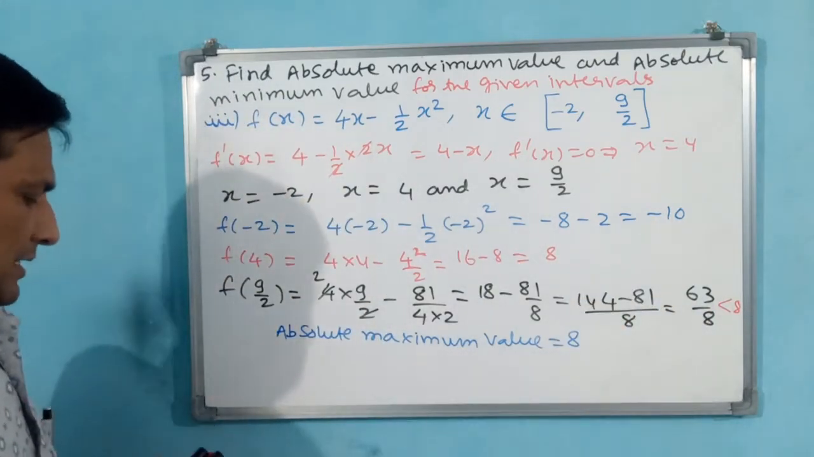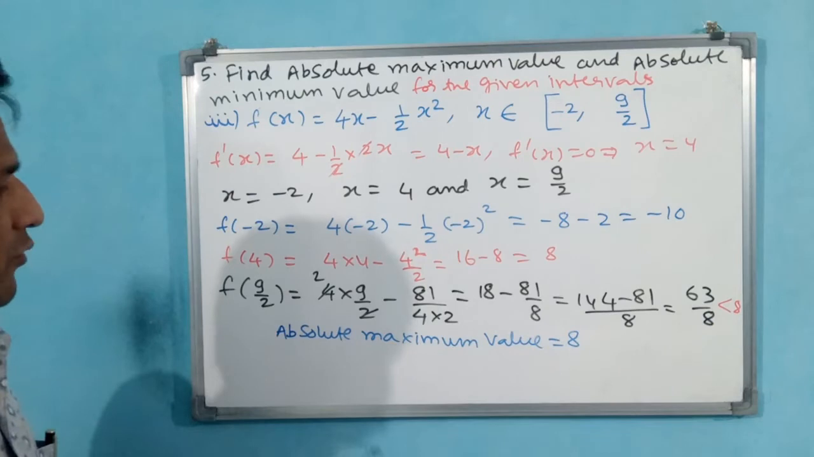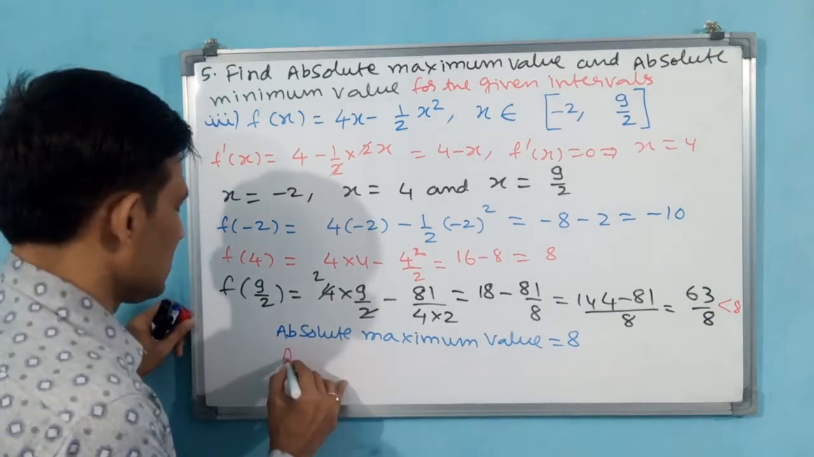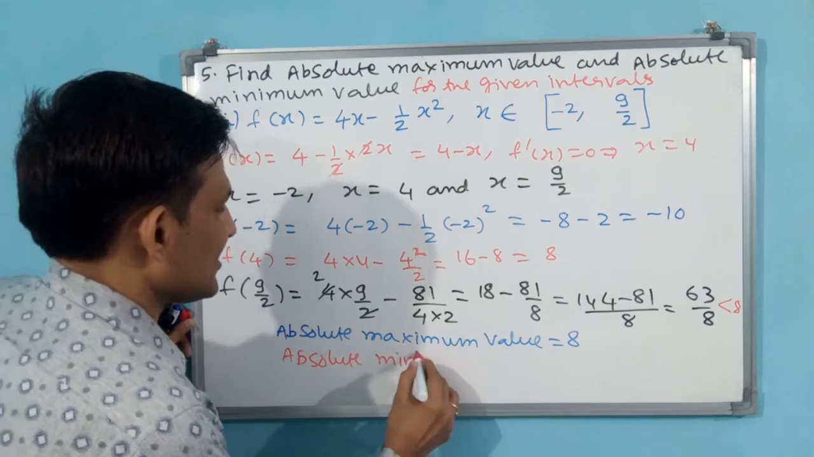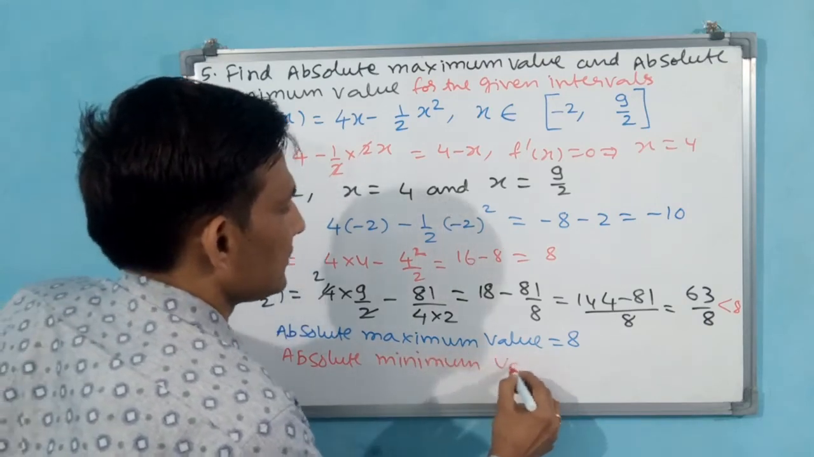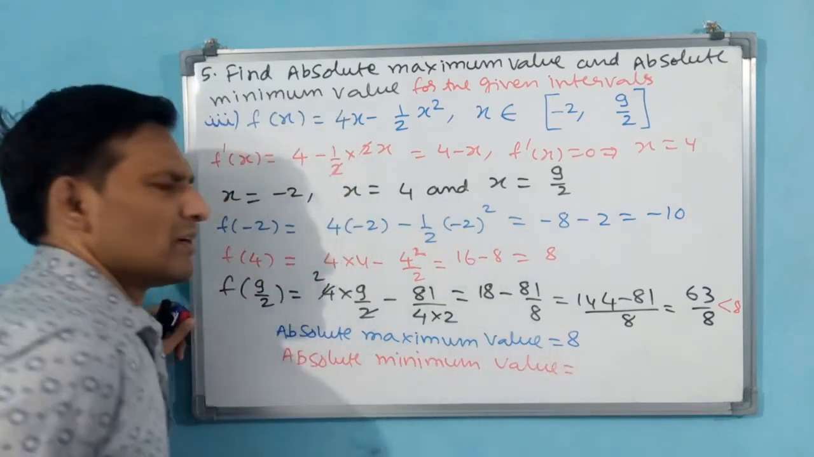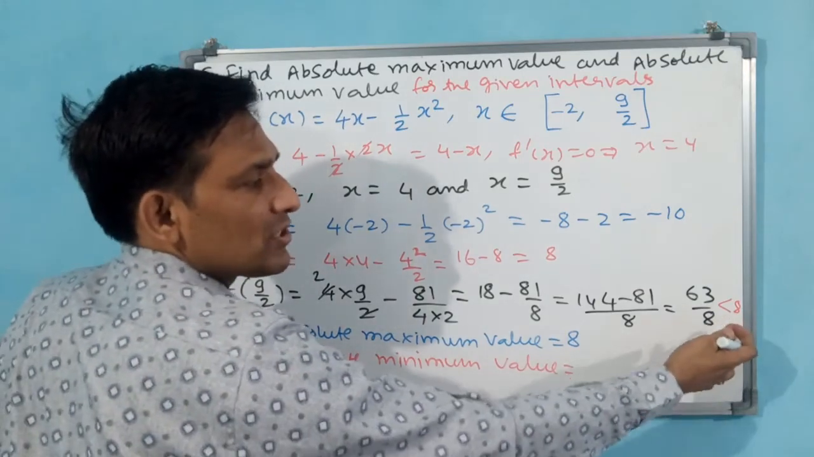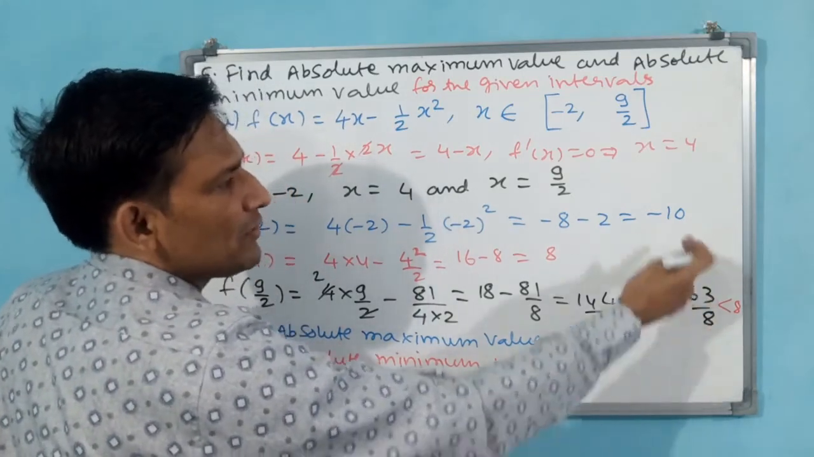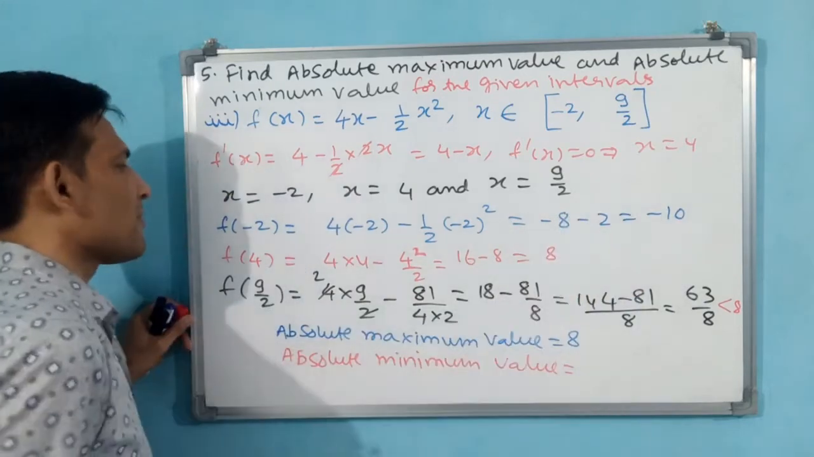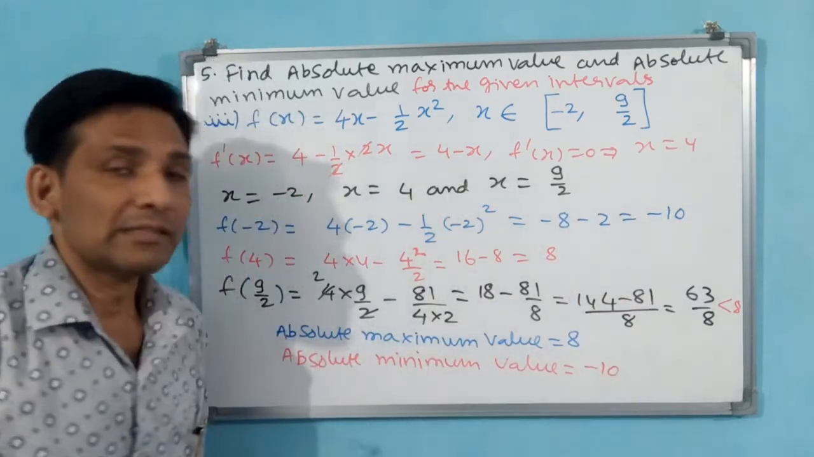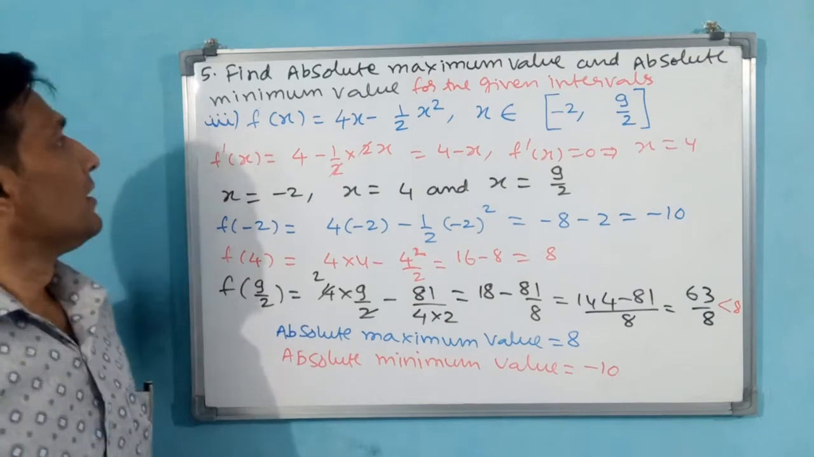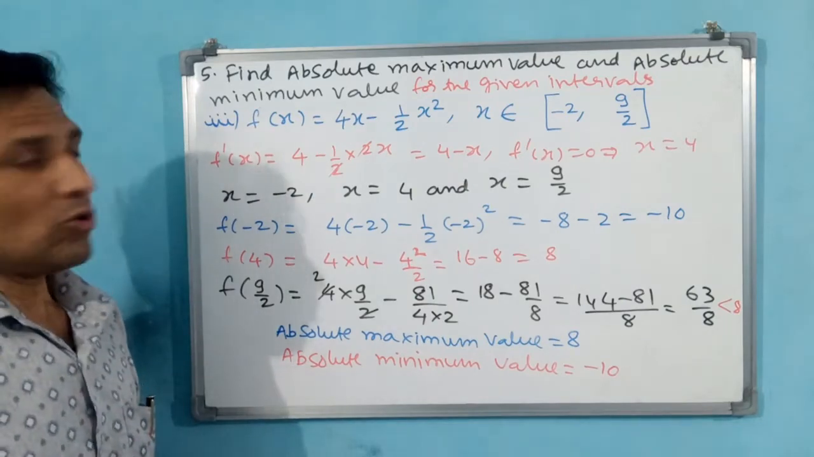Okay, then you go for the absolute minimum. Naturally, even though this is less than 8, this is a positive value and this is a negative value. Always this will be the minimum value. The absolute minimum value is minus 10. You understand? Like this you have to close this question.